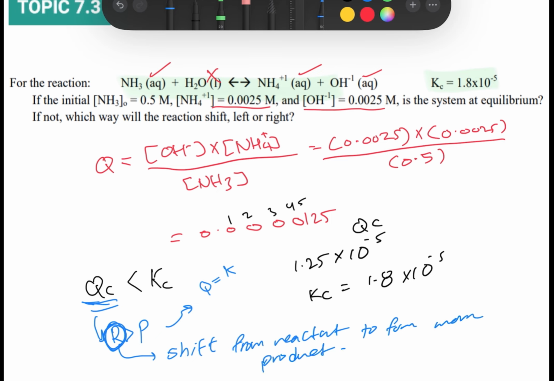So the concentration of reactants will decrease and the products will increase until the reaction reaches equilibrium, in which the value of Q becomes the same as the value of K.